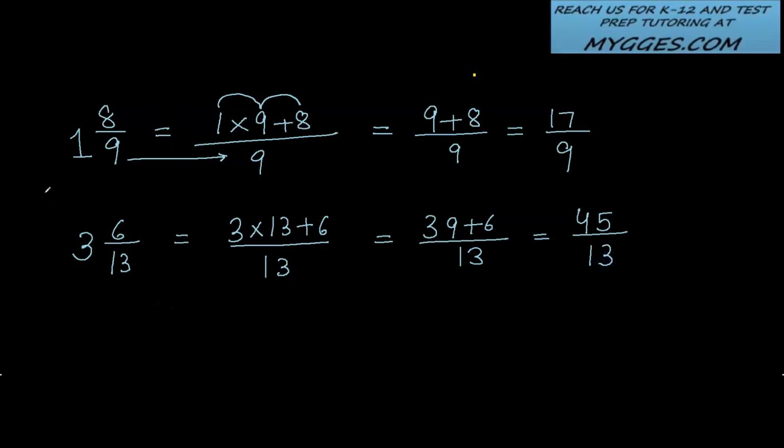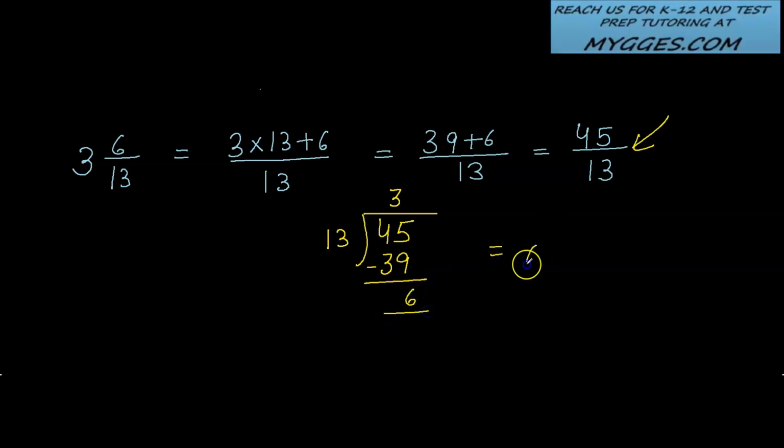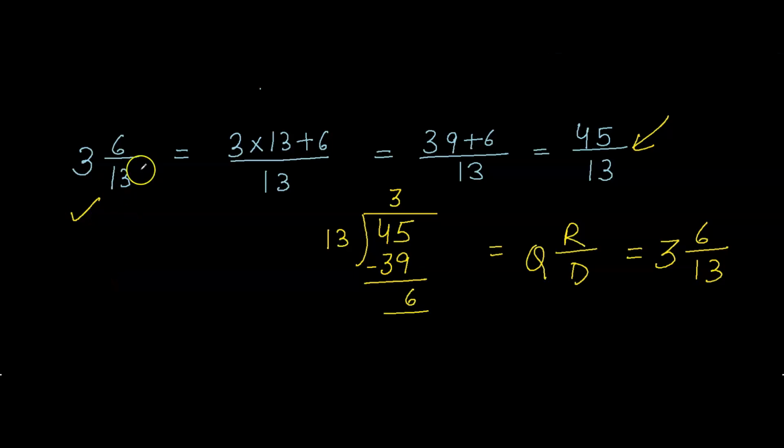Let's quickly verify 45 over 13 by converting back to mixed form. So again using the same method, here I'm using the division method. Now we know that 13 times 3 goes into 45 as 39, and after subtracting we get 6. So quotient, remainder and divisor. Our quotient here is 3, remainder is 6, and the divisor is 13, which is same as the given mixed form. So I hope you understand all these conversions.